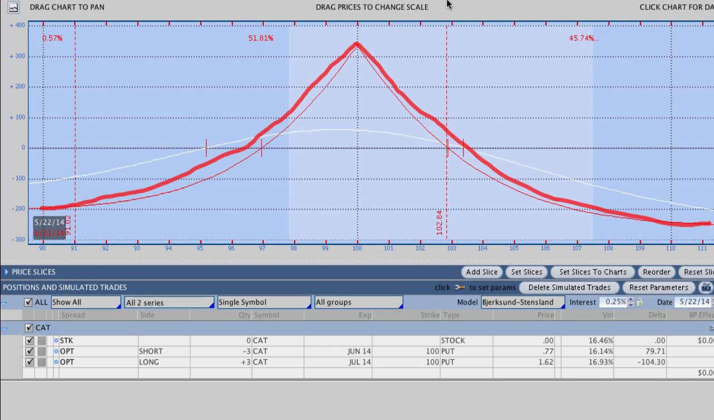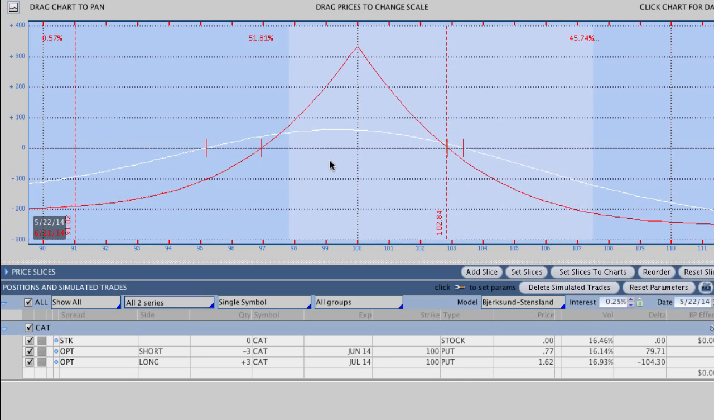Now right now, Caterpillar down at 102.84 is just on the fringes of being profitable at expiration. We're still up on the trade right now, but again, we'd like to see the stock move just a little bit more down into the 100 range before we actually start taking profits. But our big profit range is really anywhere between 97 and basically where it's at right now at 103. So we're giving ourselves a pretty good range to make money between 97 and 103.